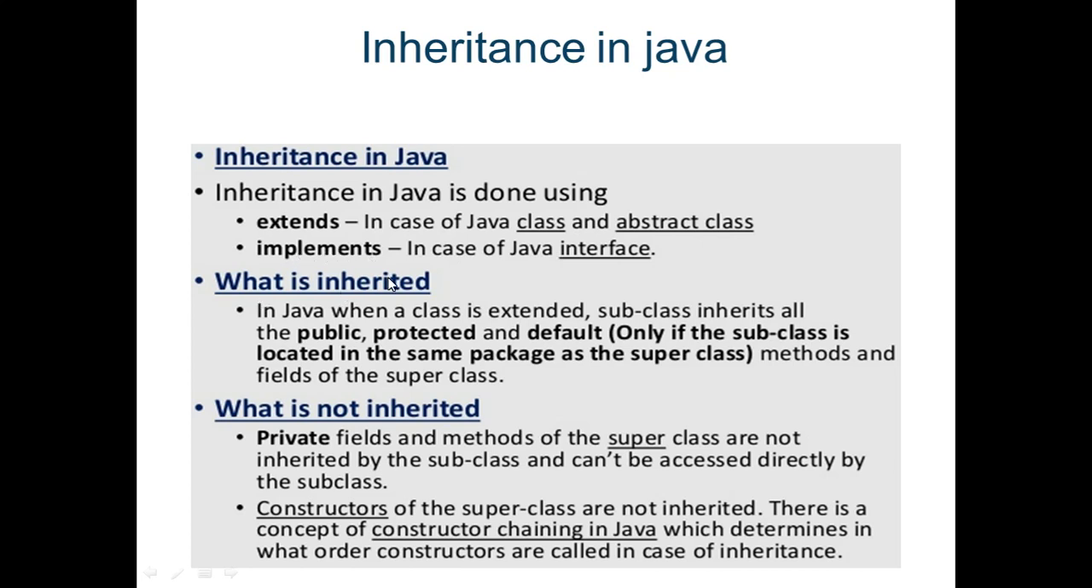Now what is inherited? In Java, when a class is executed, the subclass inherits all the public, protected, and default properties of a superclass. But what is not inherited? The private members of the superclass are not inherited, or we can't access them directly from the subclass. Also, constructors of a superclass are not inherited by the subclass.